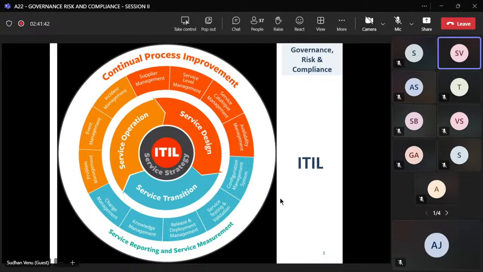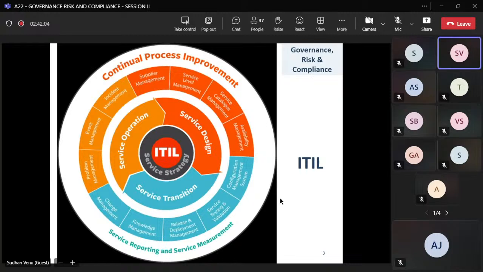In the service life cycle modules, we have service strategy, service design, service transition, and service operation. These are the four categories, the life cycle models in the ITIL process.